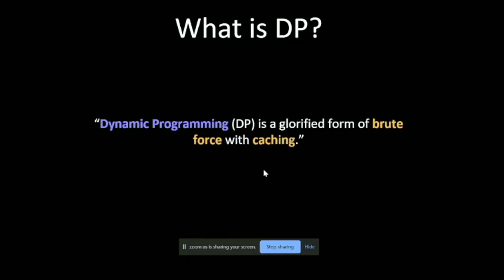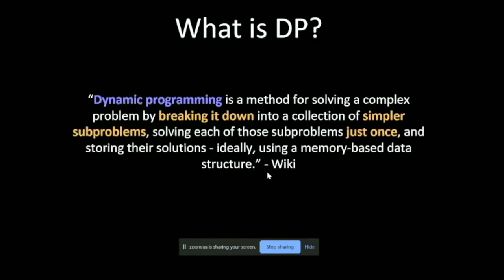Dynamic programming is just a glorified form of brute forcing with caching. Once you solve enough dynamic programming problems, you will see that all the problems follow the same procedure. You just apply a brute force on the solution, and you just cache the value so that you won't have to go to that path again. So this is a definition on Wiki. Dynamic programming is a method of solving complex problems by breaking them down into a collection of simpler subproblems, solving each of those subproblems just once, and storing their solution.